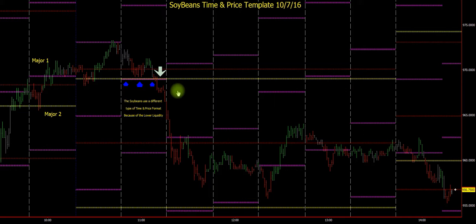So anyway, that's all I really wanted to touch on with this. I'll go over the beans on the footprint, maybe make a video. There are all different ways that you can use these time and price levels and these time and price windows.